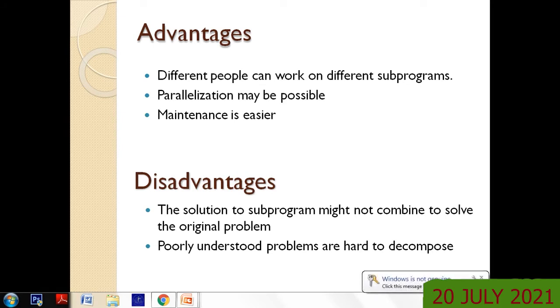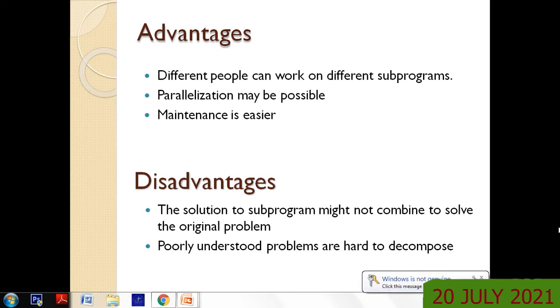What are the disadvantages? The solutions to the subproblems might not combine to solve the original problem. Poorly understood problems are harder to decompose. It is important that the problem must be understood. Then only the subproblems are attended to properly and solved properly. If somebody does not do a sub part properly, then your total solution may not work when you are combining. These are the disadvantages.